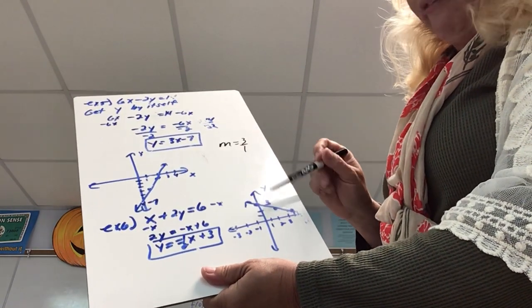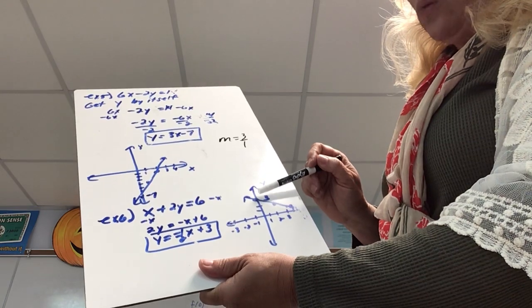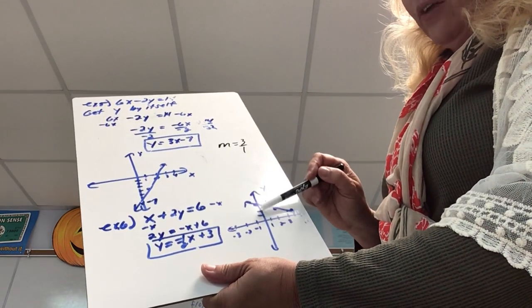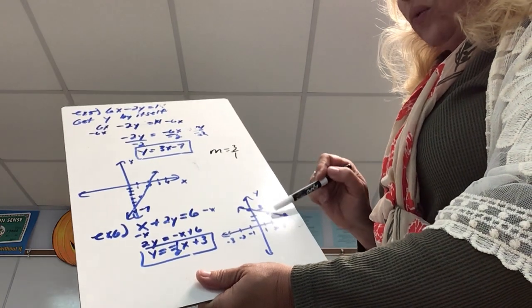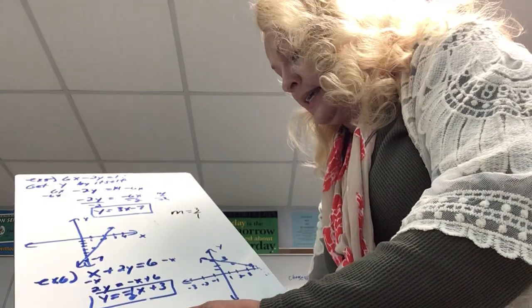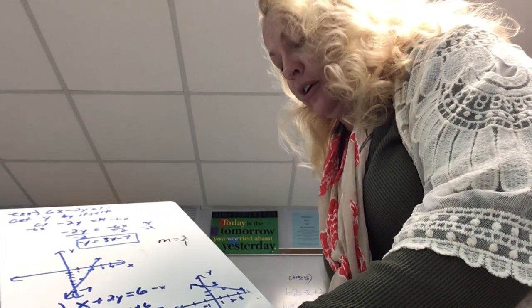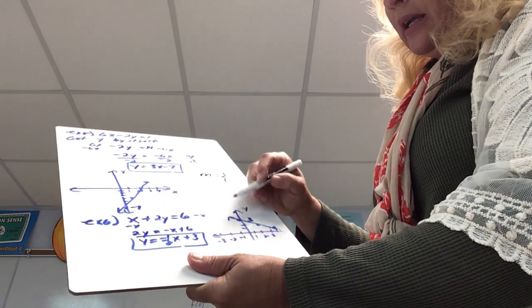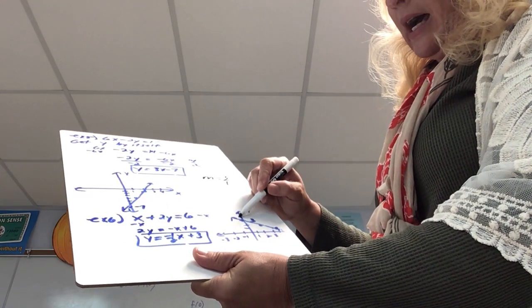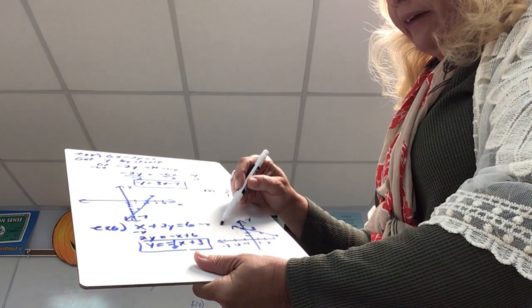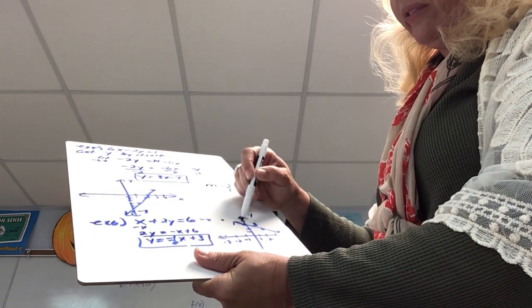So how do I graph a negative 1/2? Well, going down means negative. So down 1 is negative, right 2 is positive. A negative over a positive is a negative. Now, I could have also gone up 1, and then I could have gone left 2. Up is positive, left is negative.